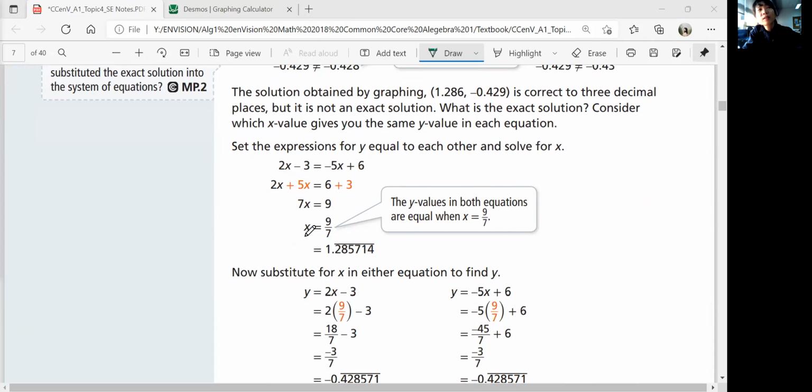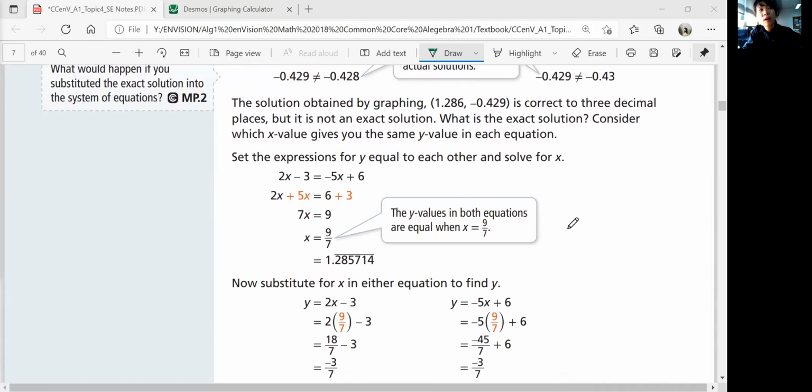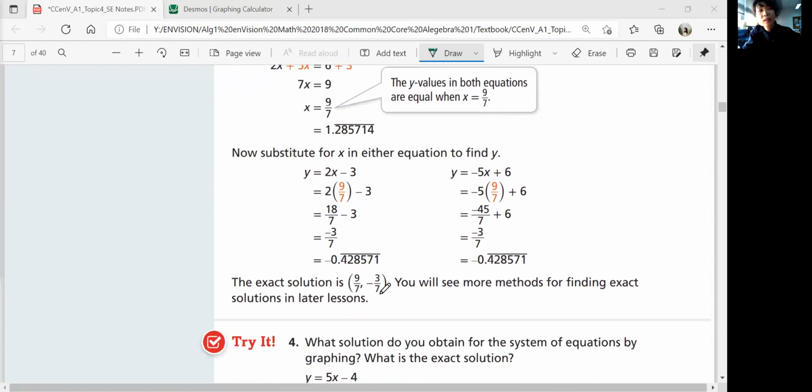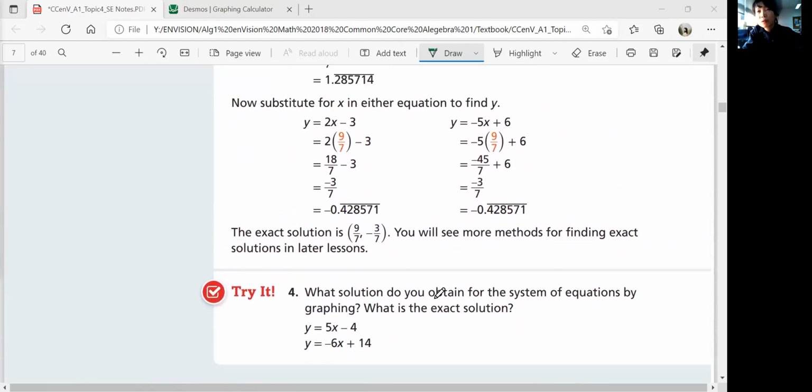It turns out it's 9/7. 9/7 is 1.285714 repeated. So that's why we get this 1.286 in the graphing calculator. If we substitute the fraction into each equation, we have the same solution. And so that is our exact answer. Okay, so in order to find an exact answer when you don't have an exact solution, it needs algebra skills. All right, number 4, what solution do you obtain for the system of equations by graphing? What is the exact solution?